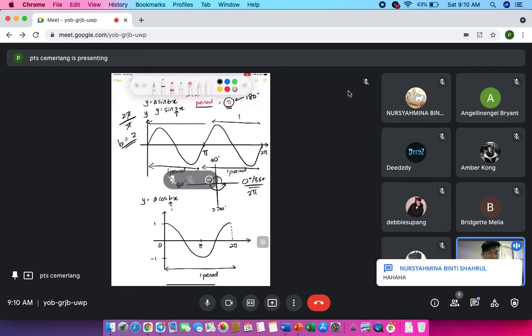Yeah, boleh. Okay, how many of you can understand this part? Can you type 1 for me? Kalau tak dapat, you type 2. If you cannot understand, you type 2. So I can give you some other examples.